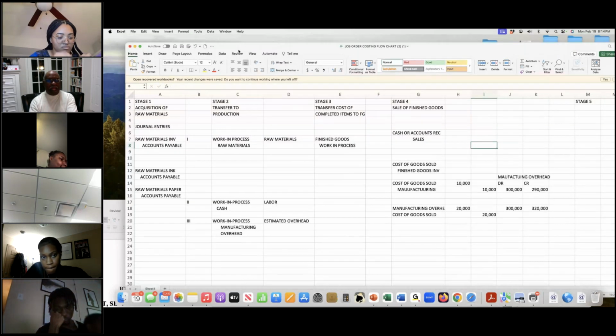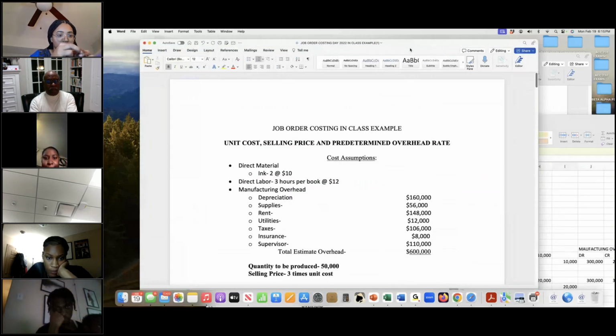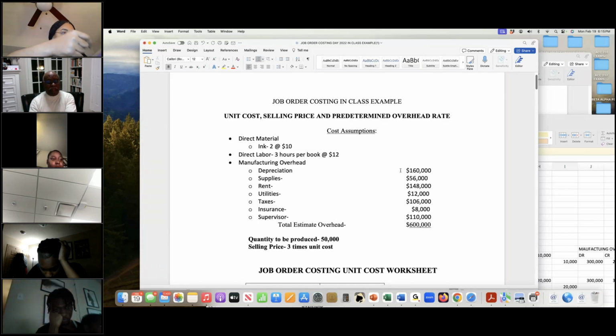Okay, so let's move to our example today. We'll be working on this example today and next class on Wednesday. We're going to focus primarily on the first two items in the cycle: coming up with the estimated overhead costs, and coming up with unit cost, selling price, and POR. And then once we do that, we're going to make these journal entries.